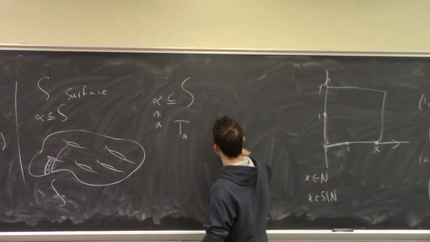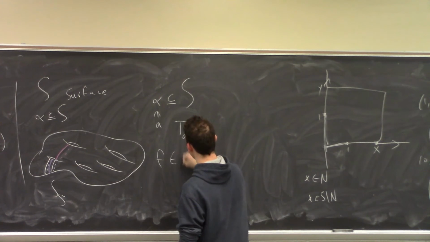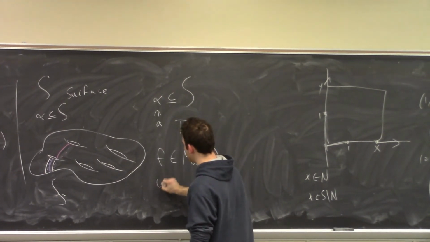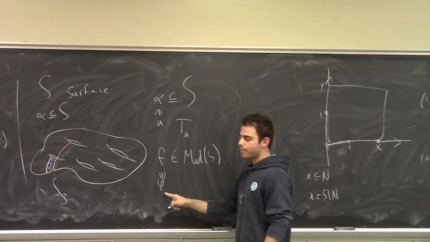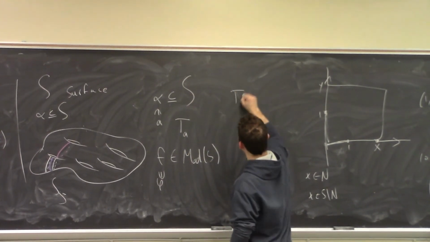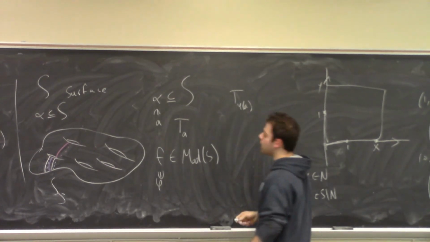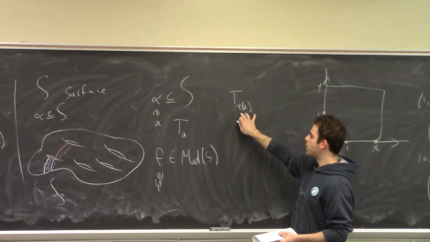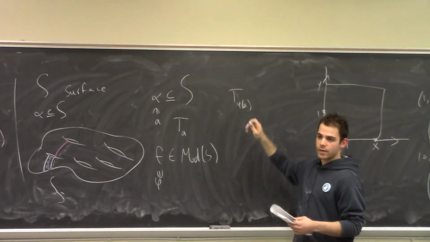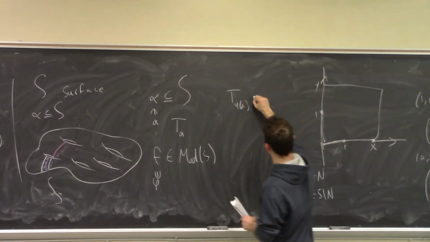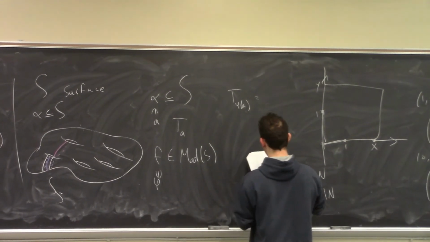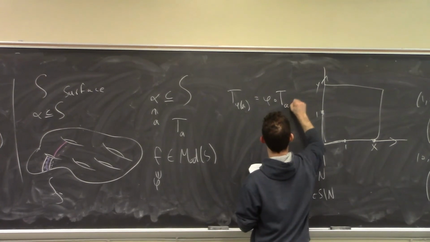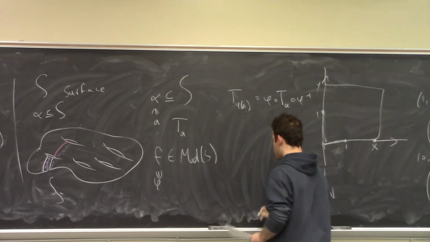And let's say I have some f in the mapping class group of S, and let's say this is represented by a function phi. So I want to see what T of phi(A) actually looks like, because this is going to be some other isotopy class of a simple closed curve in S. And as it turns out, this is really nice. This is equal to phi composed with T_A composed with phi inverse.